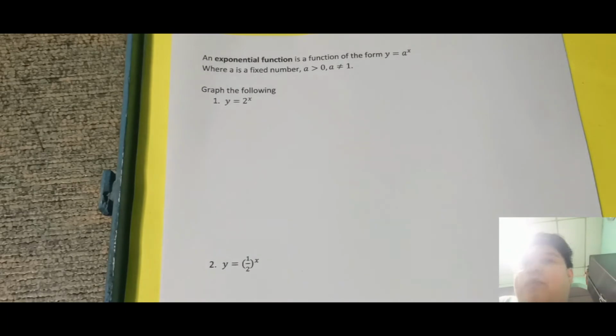Okay, so next example. An exponential function, so this is a definition. Kanina equation tayo, dito naman function. So, an exponential function is a function of the form y is equal to a raised to x, where a is a fixed number, for a is greater than 0, and a is not equal to 1.